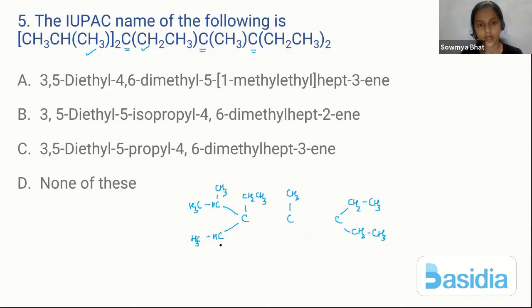Now I have to number and select the longest chain possible. Before that, I have to complete the number of bonds in between. So always the valency of the carbon is 4. So this carbon just needs a single bond, whereas this carbon has 2 bonds. So you need to fill a double bond here.